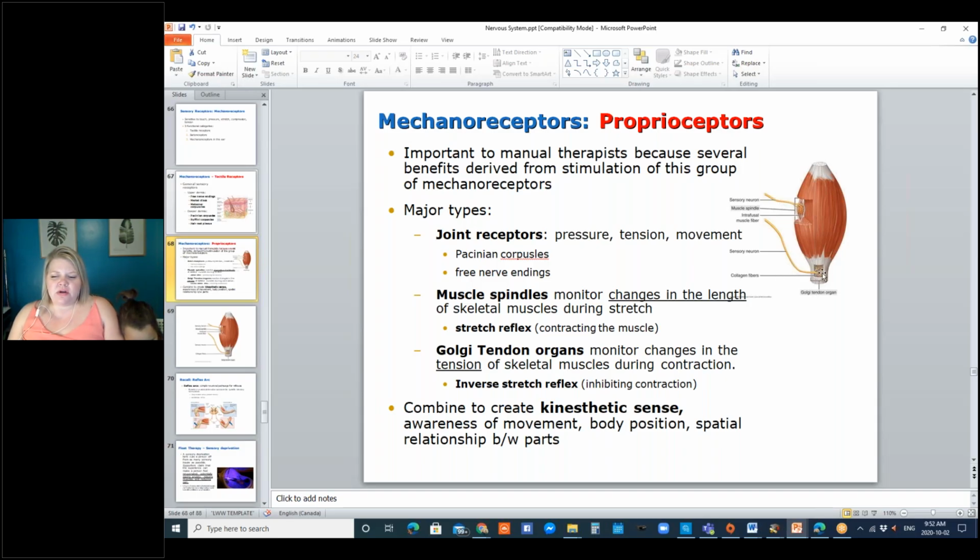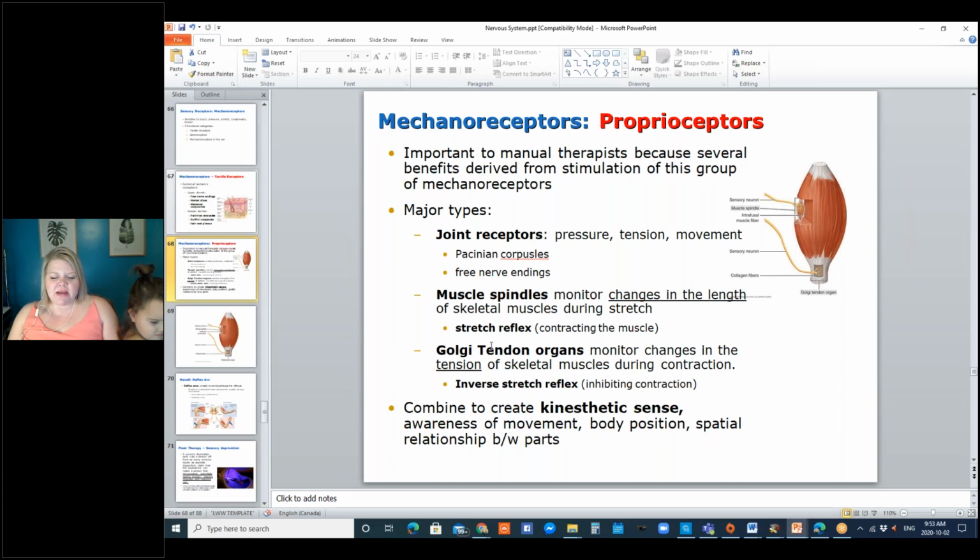The Golgi tendon organ monitors changes in contraction. When your muscle contracts, the tendon squeezes on the tendon organs and stimulates the nerve to understand that there is some kind of contraction happening. The inverse stretch reflex inhibits the contraction by releasing the muscle, and then the Golgi tendon organ is no longer stimulated.